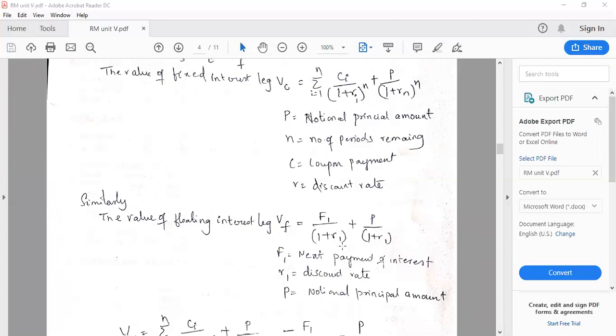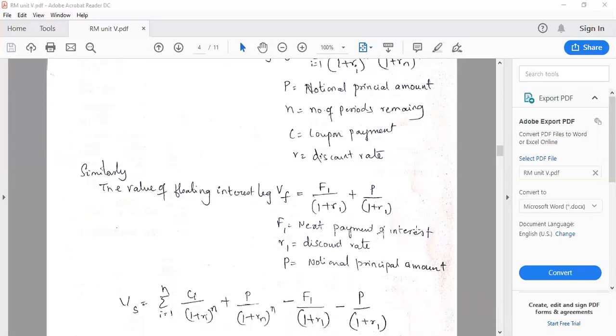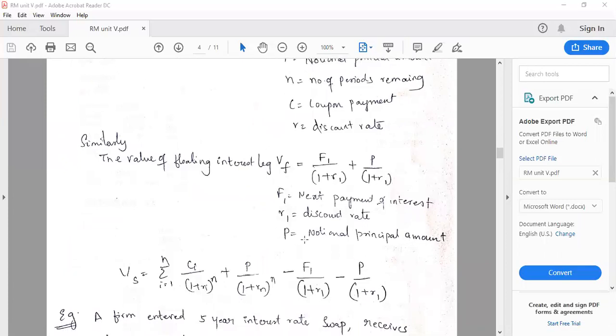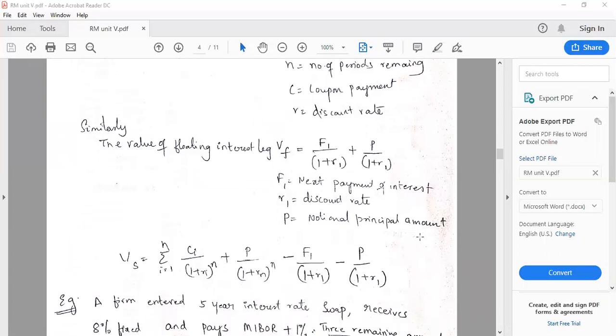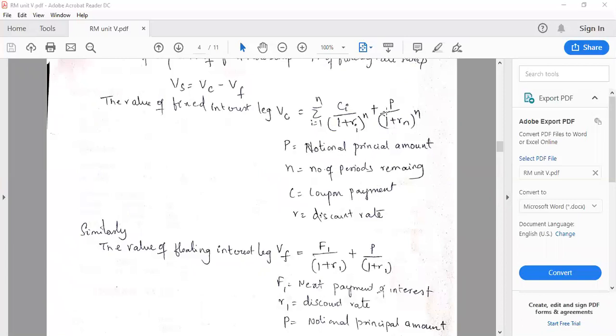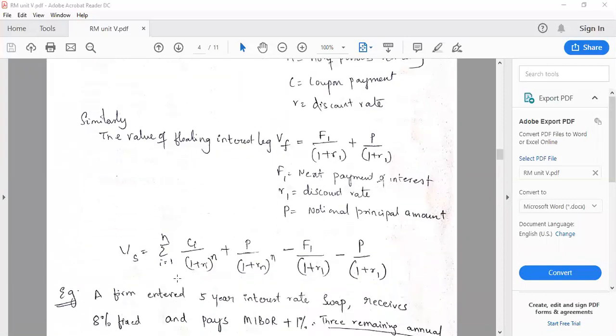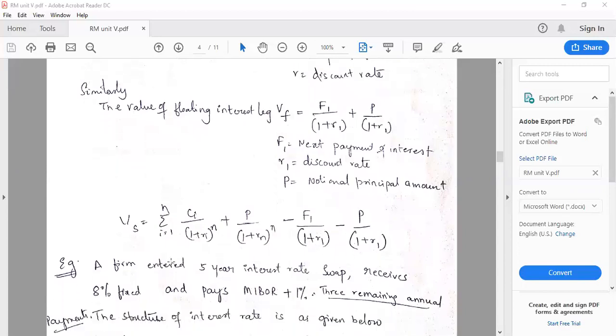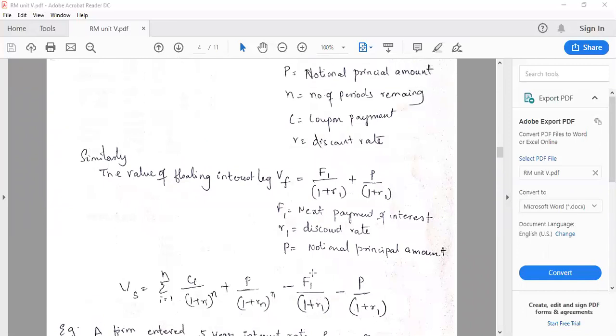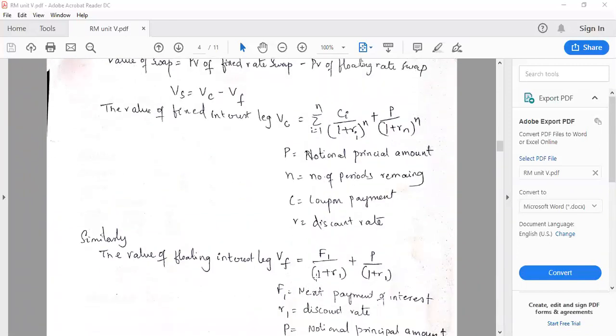The value is fixed. So F is the next payment of interest, R is the discount rate, and P is the notional principal value. Now as a whole, we just combine these two formulas, and we get this: the value of the swap is equal to the sum from i equals 1 to n of Ci by (1 plus Ri) to the power of n, plus P by (1 plus Rn) to the power of n, minus F1 by (1 plus R1), minus P by (1 plus R1). So this is the standard formula for calculation of interest rate swaps.